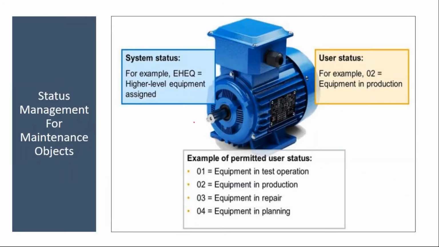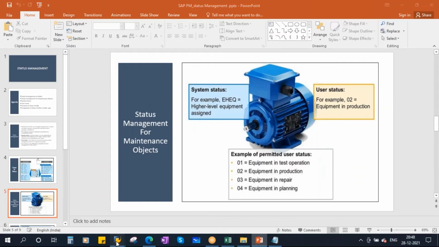Same way, you can have status management for objects also, like equipment. You can have system status and user status for equipment also. Again, system status is predefined. You cannot change this. So I'll show you the system status for the equipment.